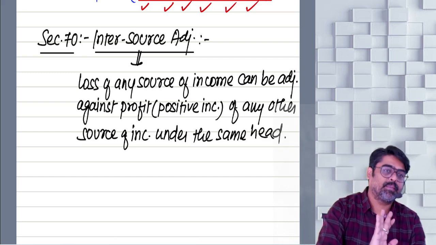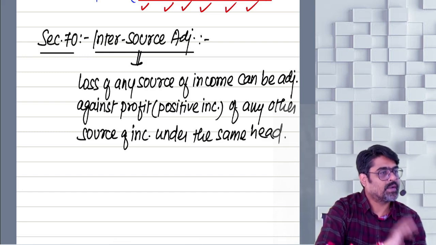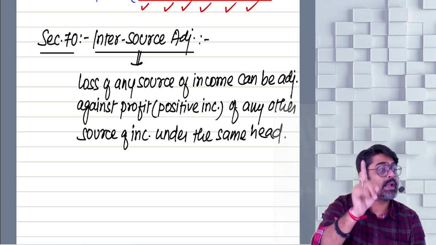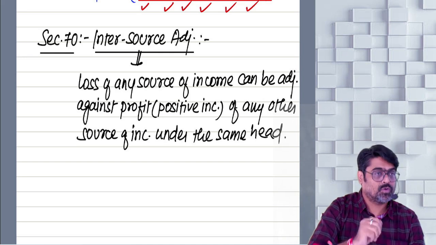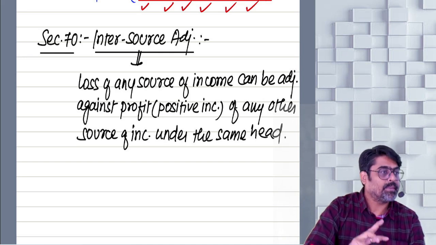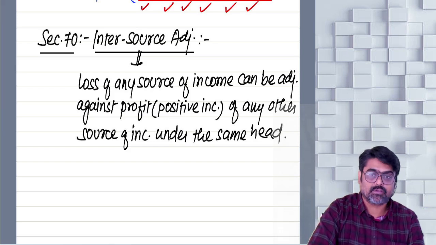So within the same head, if you have any other source of income giving you a profit or a positive income, against that profit you can set off the loss of this source. But it has to happen within the head. So house property to house property, business to business, yes or no? Capital loss to capital gain. Yes or no?